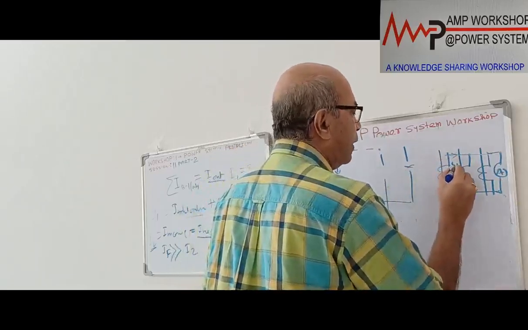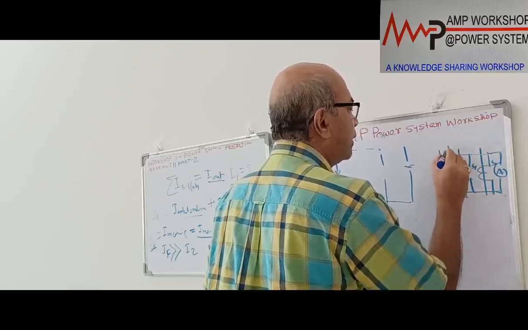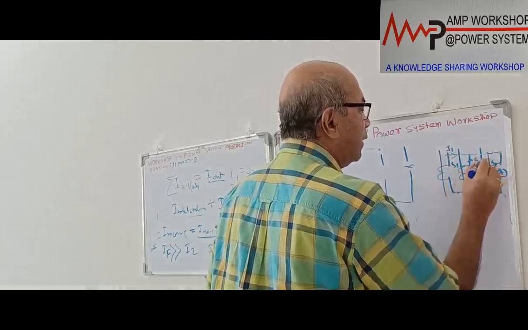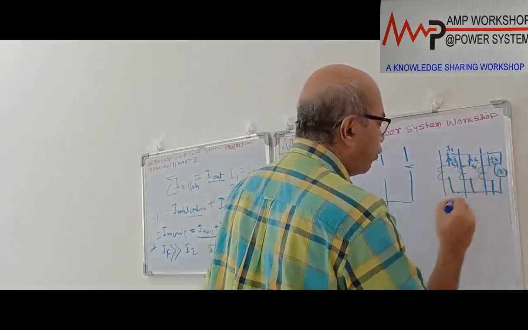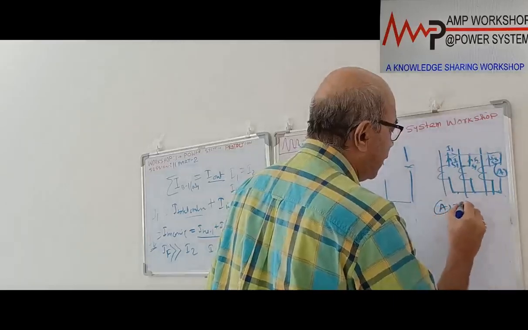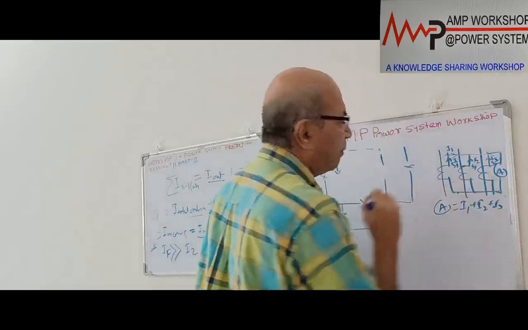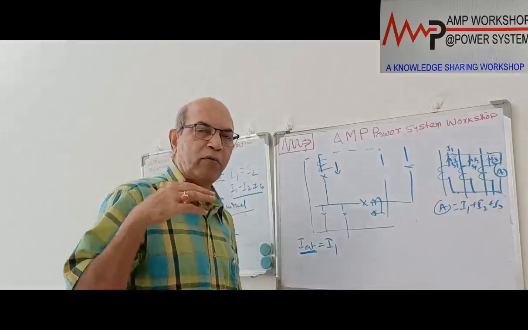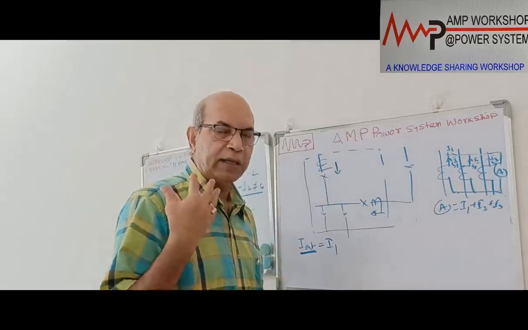Suppose this is S1, all are S1, and this is S2. So this current is I1. Suppose this is I2 and this is I3 and this is I1. So how much will this ammeter read? The ammeter reading will be I1 plus I2 plus I3. This is the summation of the current. This is the way we do the summation, that is the parallel connection. In case of voltage summation, we connect in series. In case of current summation, we connect the CTs in parallel.